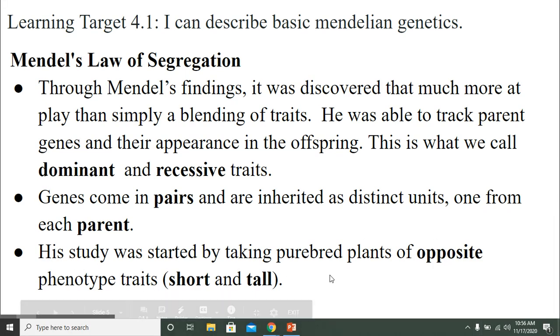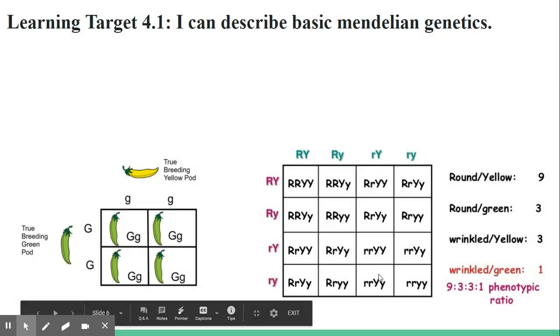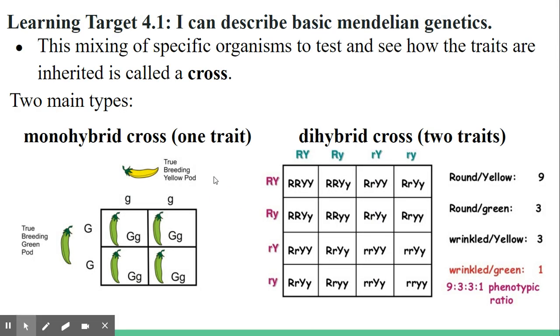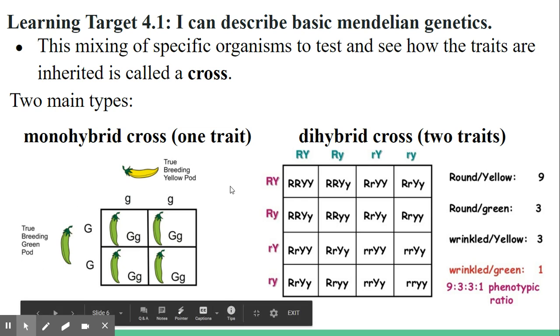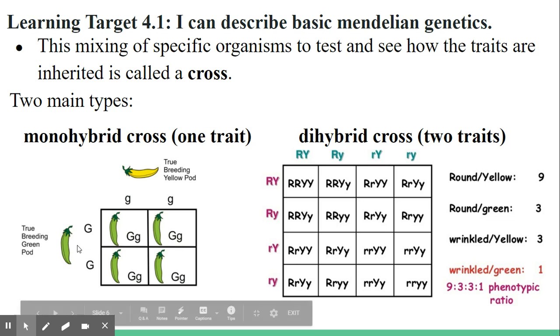He studied purebred plants of opposite phenotypes. The particular ones he did study were short versus tall plants. But we are going to be looking at different crosses of different varieties of plants. A cross is a mixing of specific organisms to test and see how traits are inherited. I like to think of one plant goes on top, this is the mom plant, this is the dad plant, and then they are crossed, and so it looks like a cross.